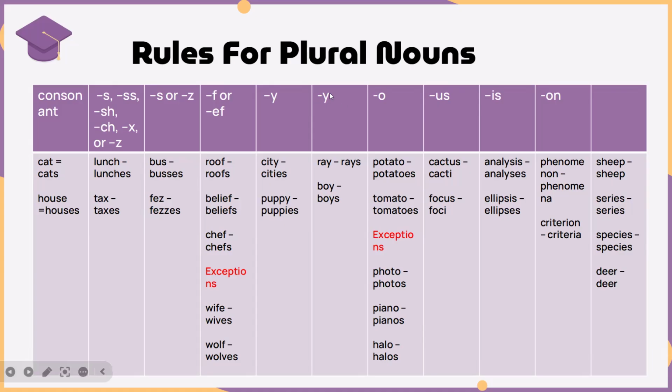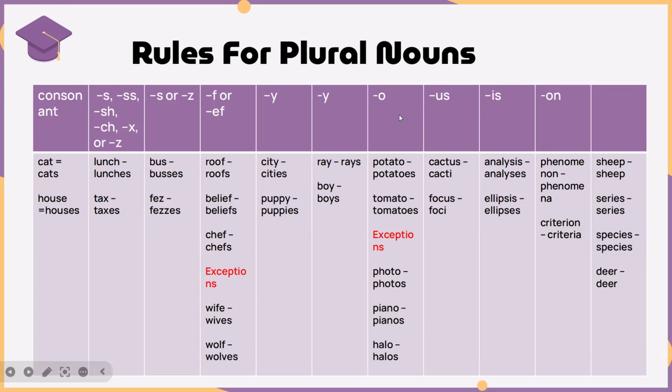If you notice in the next column, these words also end in Y, but we cannot change them to I. Why? Because before the letter Y, we have a vowel. So A, E, I, O, U, those are considered to be vowels. So in this case, there's a vowel, so we only have to add S. We cannot change the Y to I. It's very important that you remember this rule. So ray becomes rays, boy becomes boys.